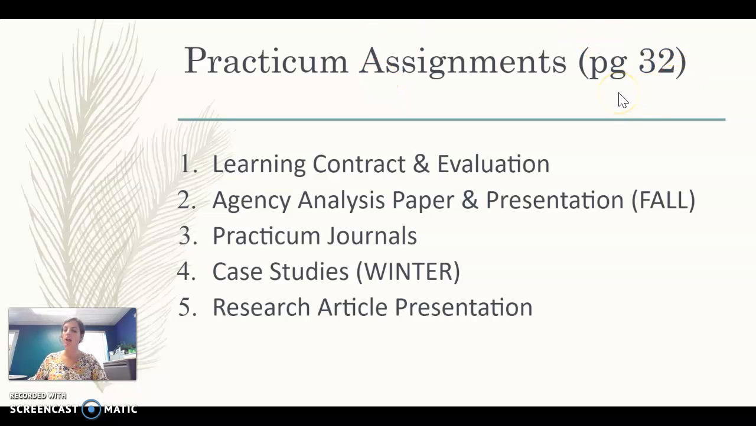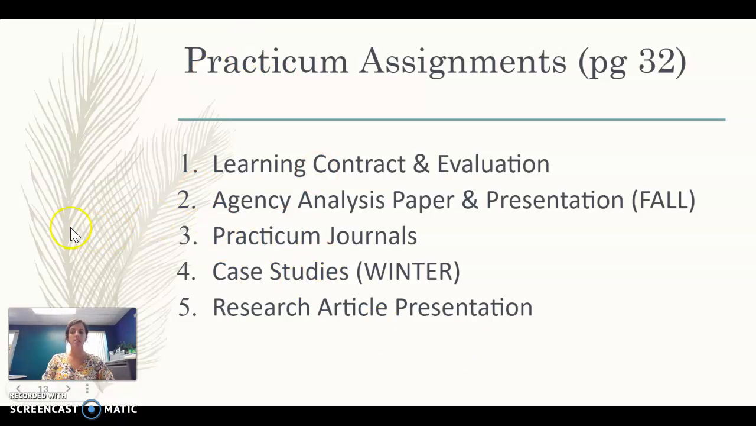Practicum assignments. Full descriptions are found on page 32 in the manual. These are the assignments that are given during our seminar classes, the in-person one hour a week that the students have with me. These assignments are attached to that course. They have to utilize content from their practicum sites to complete them. And for some, like the research article presentations, we strongly encourage students to present them to their supervisors or others at the agency as part of their professional development.